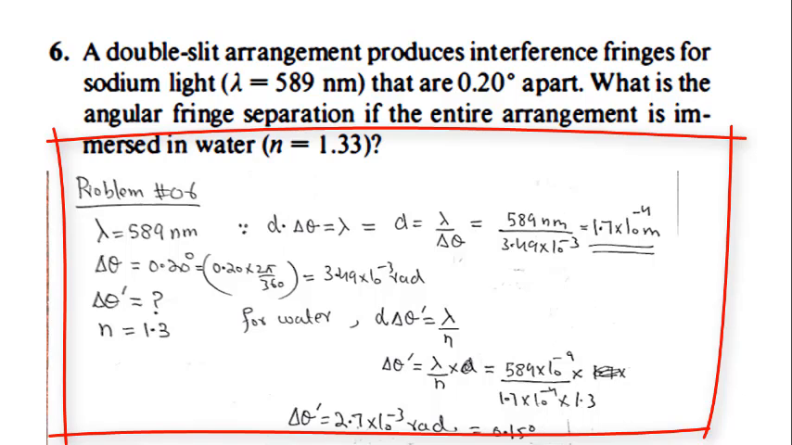So we have all the values, and solving for this we will find our result as delta theta prime is equal to 2.7 into 10 raised to power minus 3 radian, which is equal to 0.15 degree. So you can see the angular separation decreases, it means the fringe separation decreases, so fringes are closely spaced.